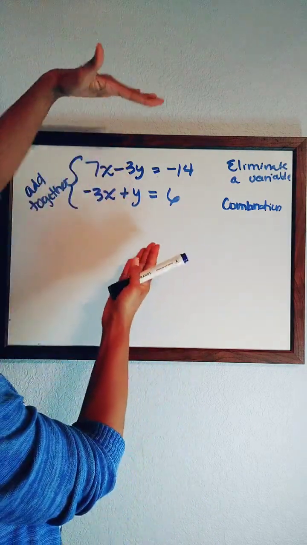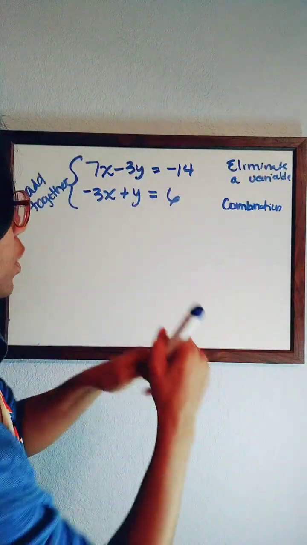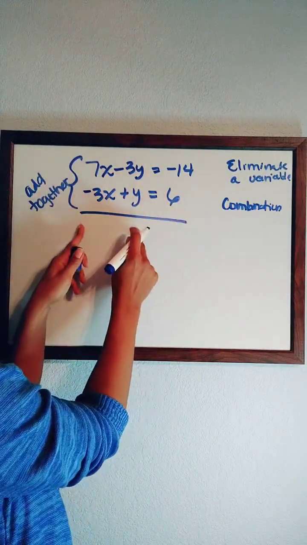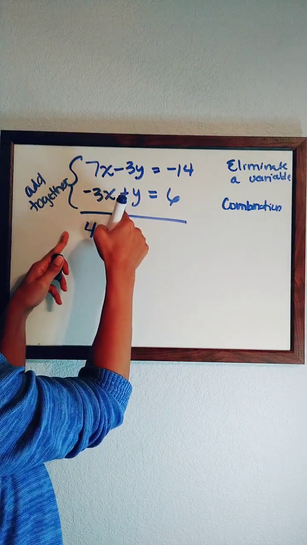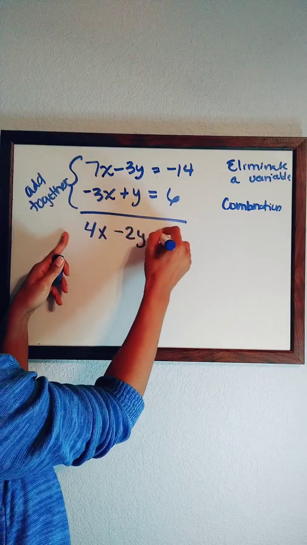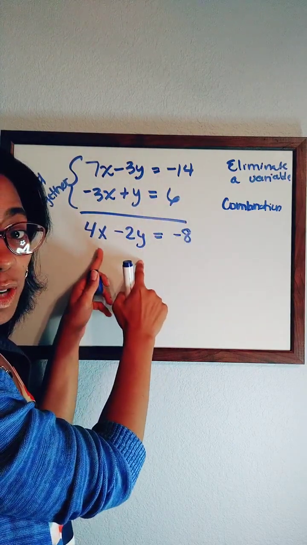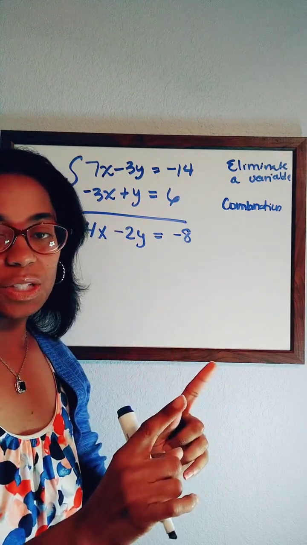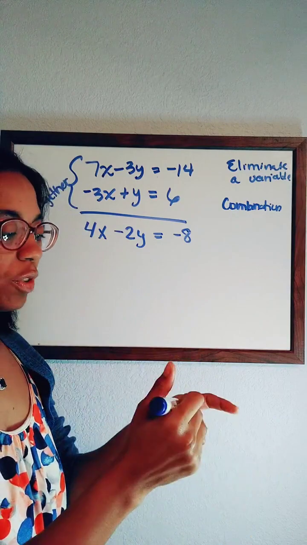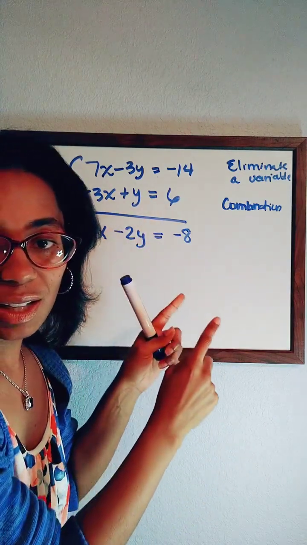Because remember, we're gonna add these two equations together. Let's look at it real quick. Watch this. If I add these two equations together, I'm gonna get 4x minus 3y plus y, minus 2y is equal to a negative 8. I still have two variables. That's not helping me figure out what one variable is equal to. So I'm gonna show you the difference. So you see what happens when we combine those two together?